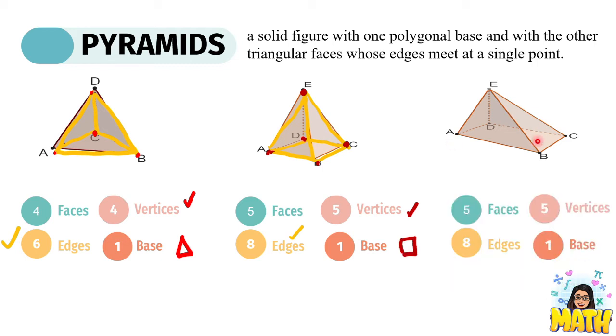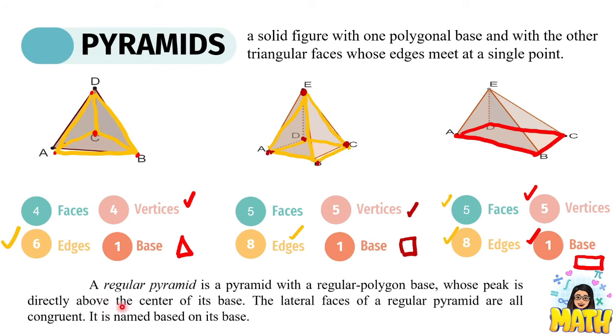For the last one, we also have 5 faces here, 8 edges as well, 5 vertices, and 1 base. The base is rectangular in shape. Here, a regular pyramid is a pyramid with a regular polygon base whose peak is directly above the center of its base. Just like this, kung saan yung pinaka-peak niya din ay directly sa pinaka-center ng ating base.